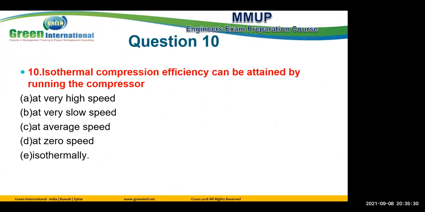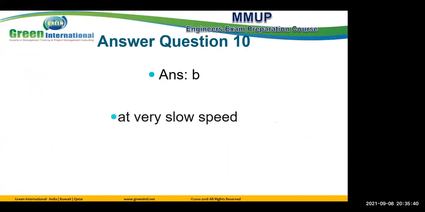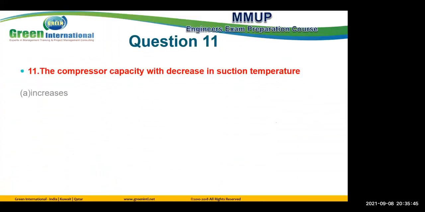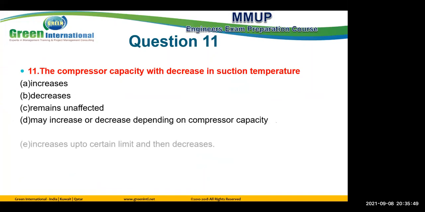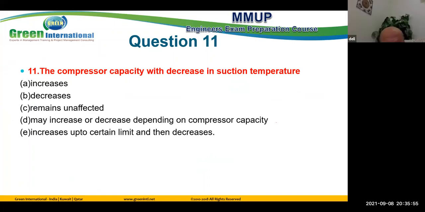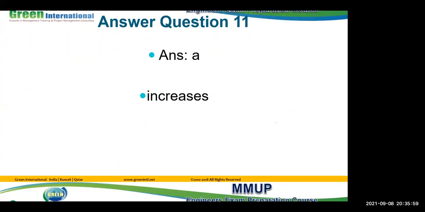Isothermal compression efficiency can be attained by running the compressor at very low speed, at very slow speed. The compressor capacity with decrease in suction temperature: increase.